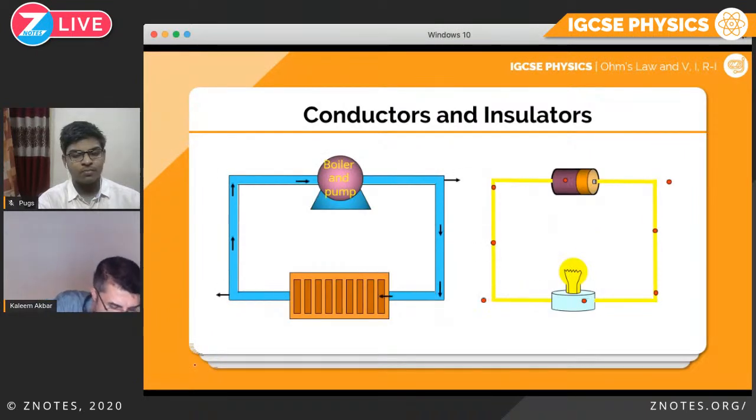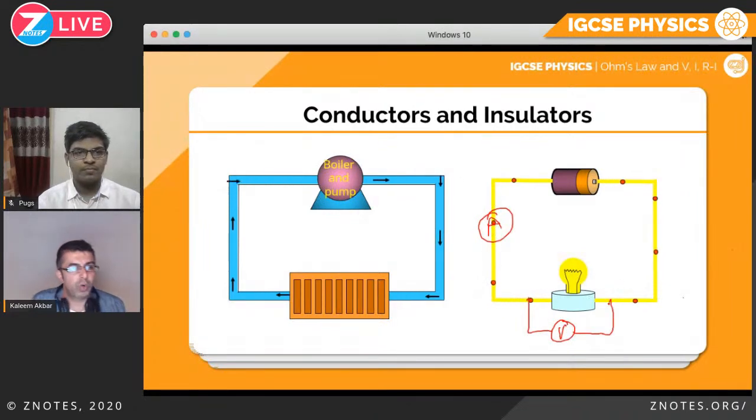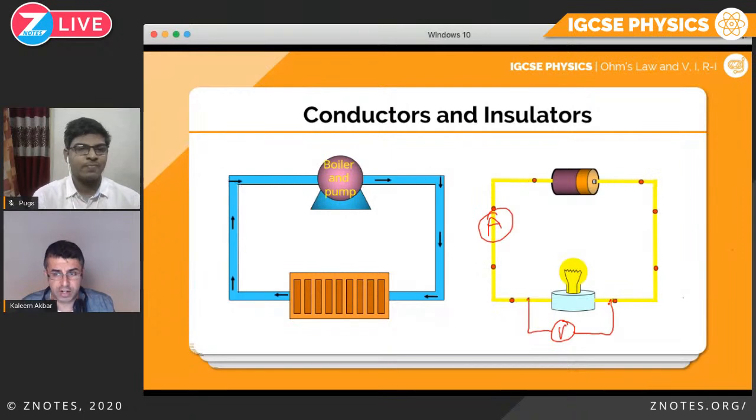Okay. So an ammeter would always be connected in series. A voltmeter would always be connected in parallel. So what is current? Current is those big red dots moving around the circuit. But what I want you to understand is they don't have spaces between them. It's like a train. It's one after the other after the other.